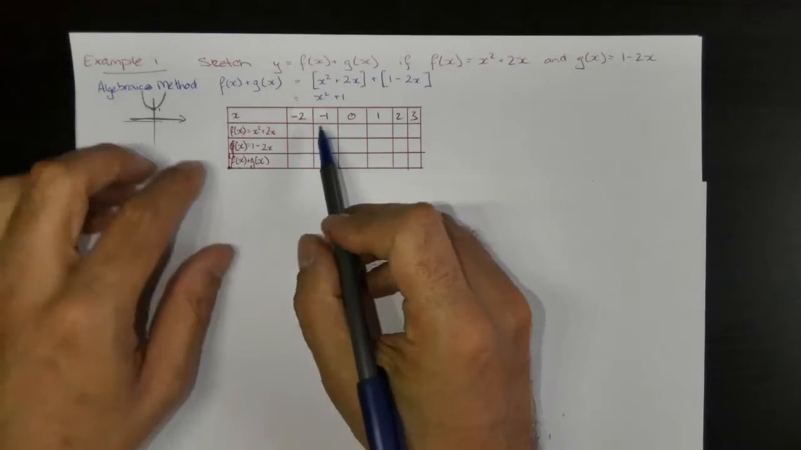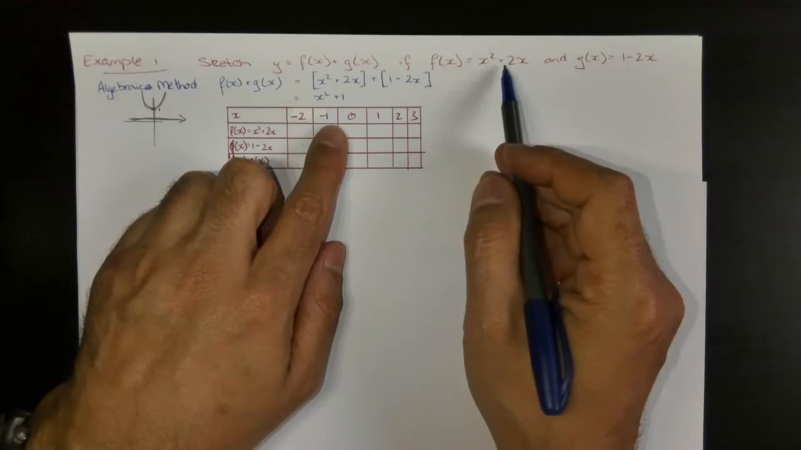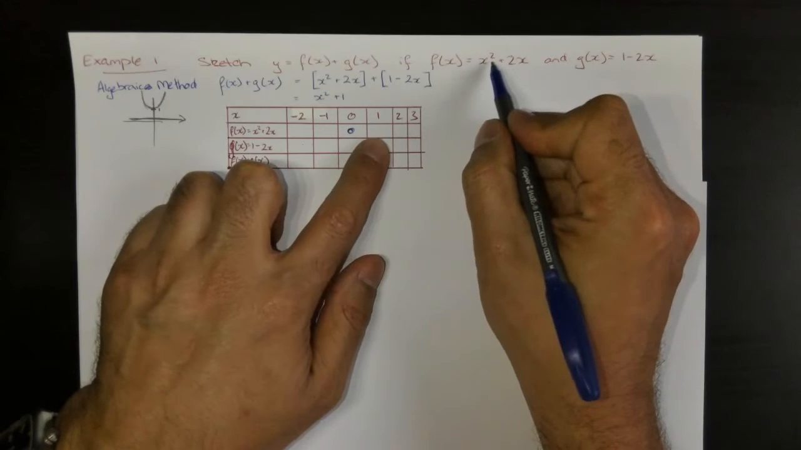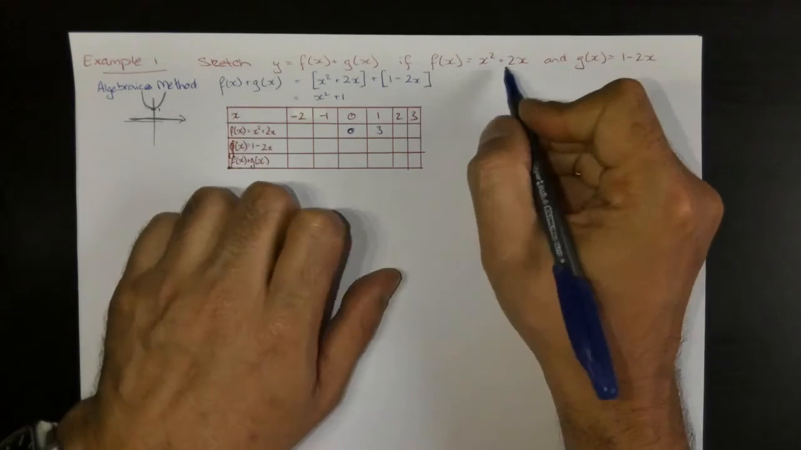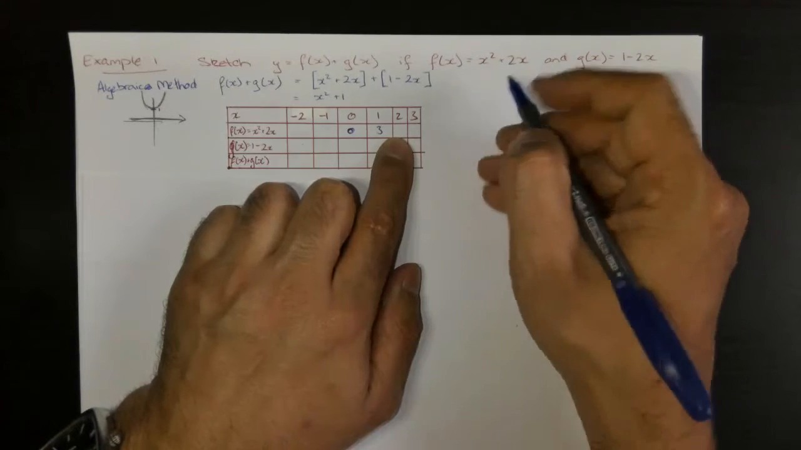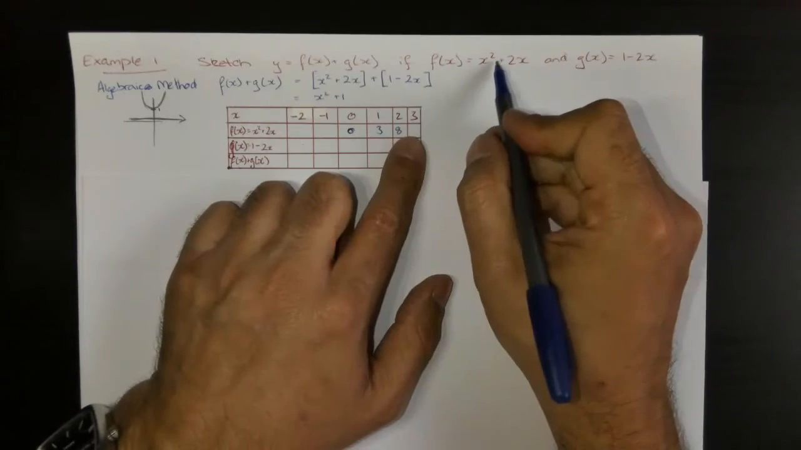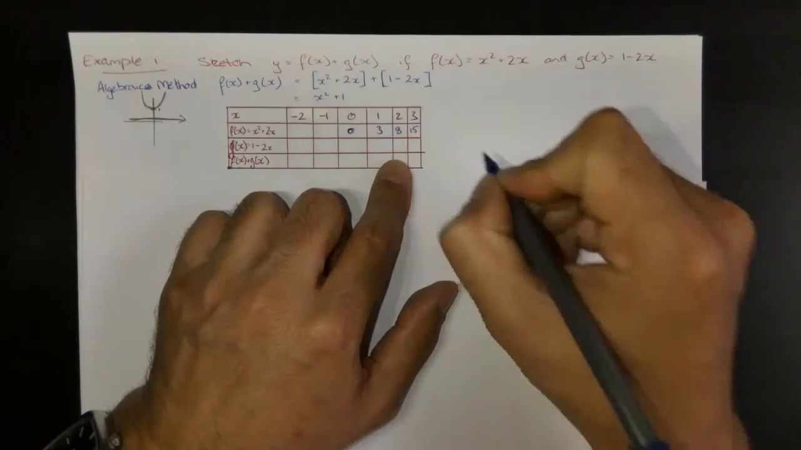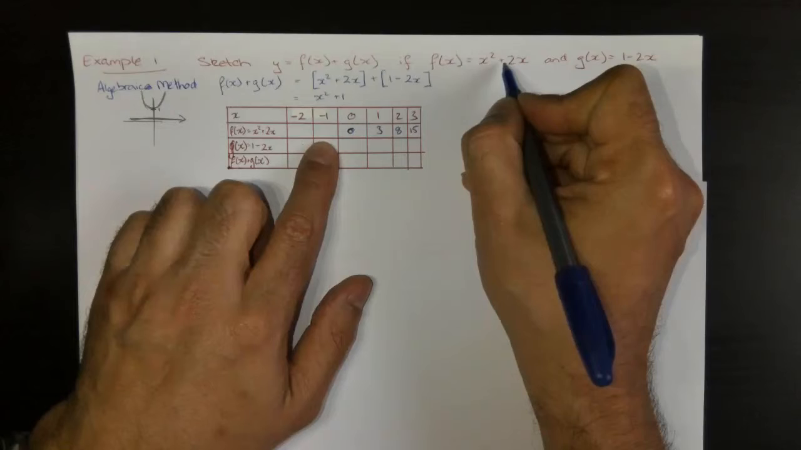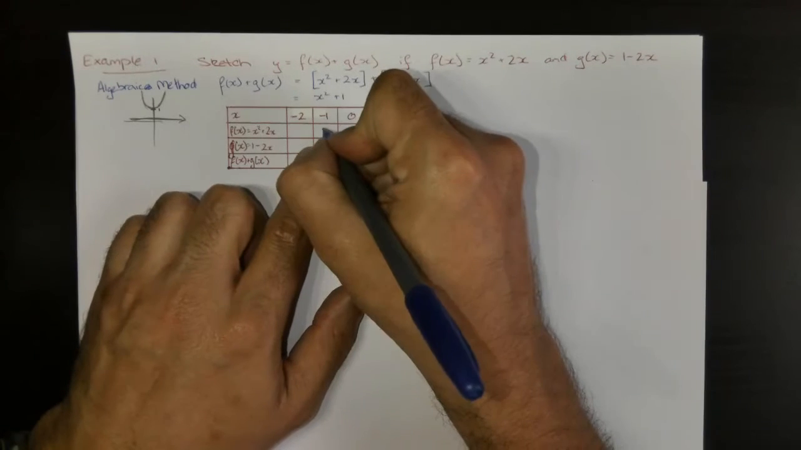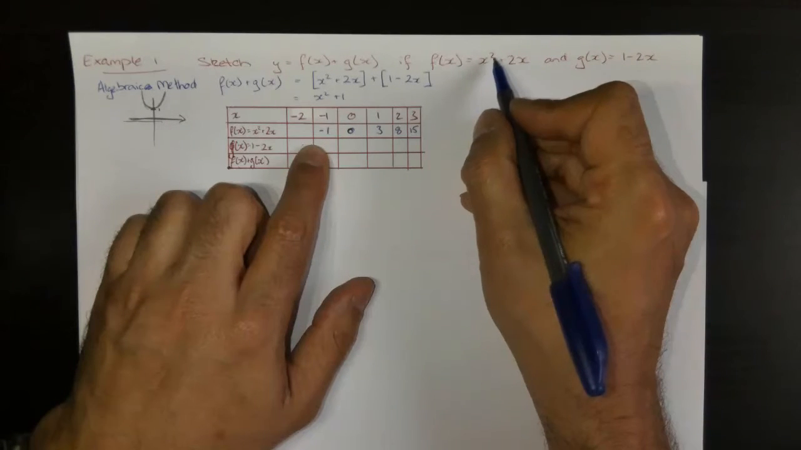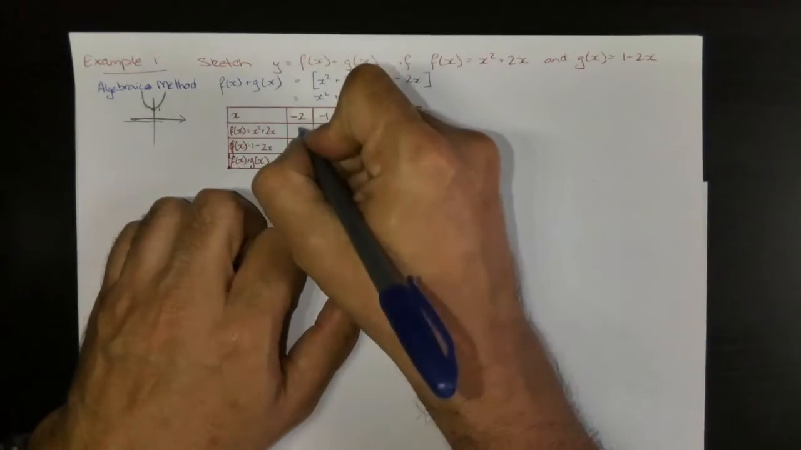If I'm using f of x, 0 squared plus 2 lots of 0 is just 0. 1 plus 2 is 3. 4 plus 4 is 8. 9 plus 6 is 15. That becomes 1 plus -2, which is -1. And this will become, so positive 4 minus 4 would be 0.